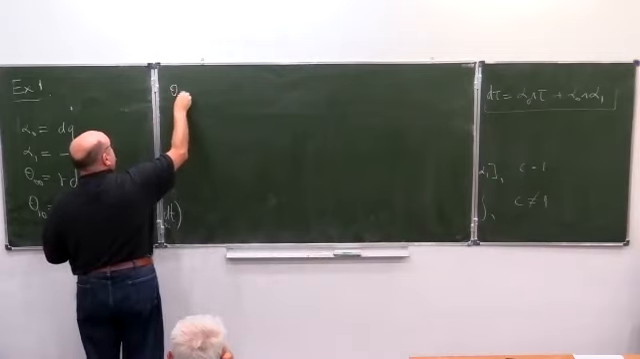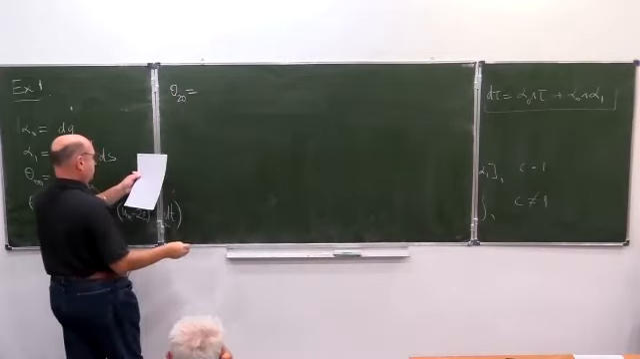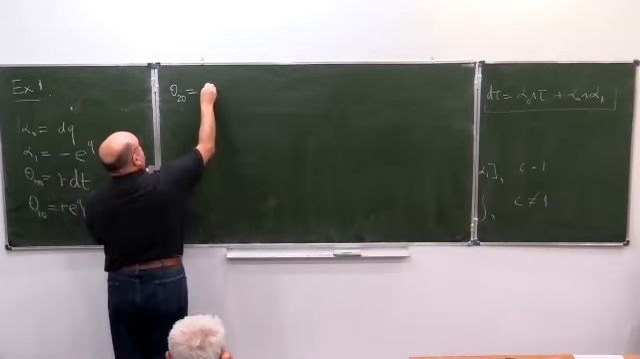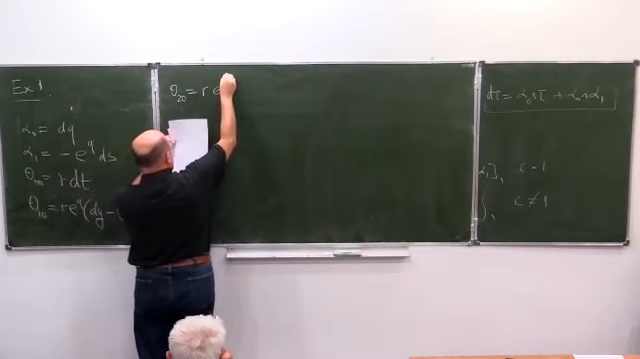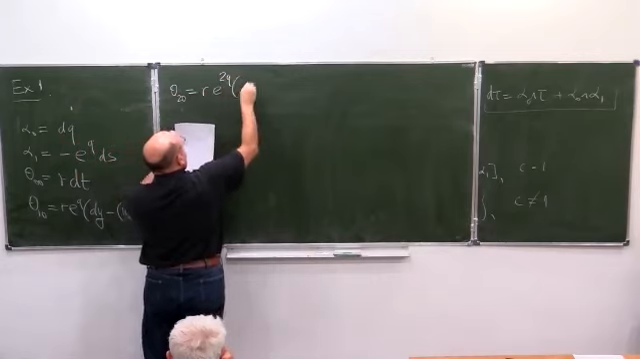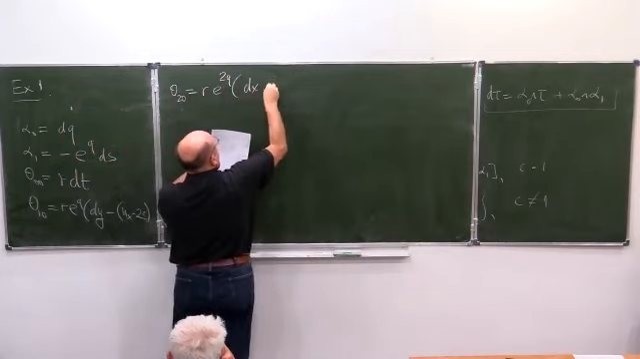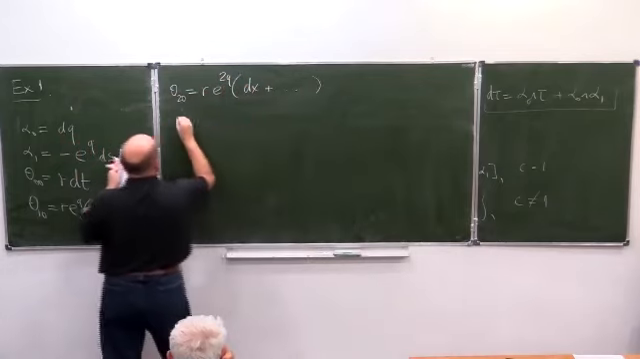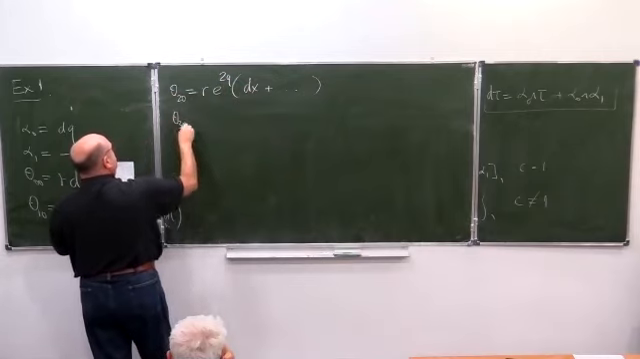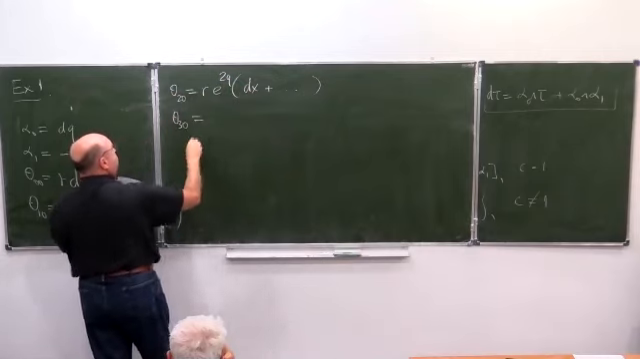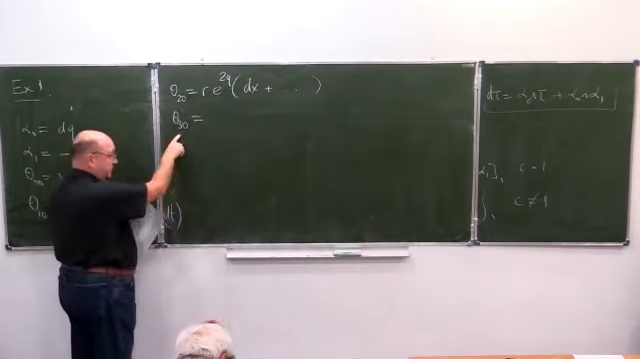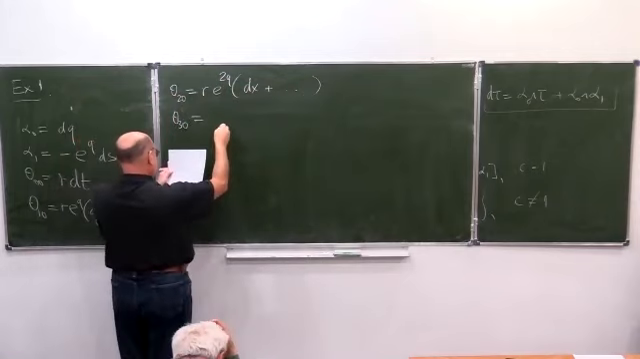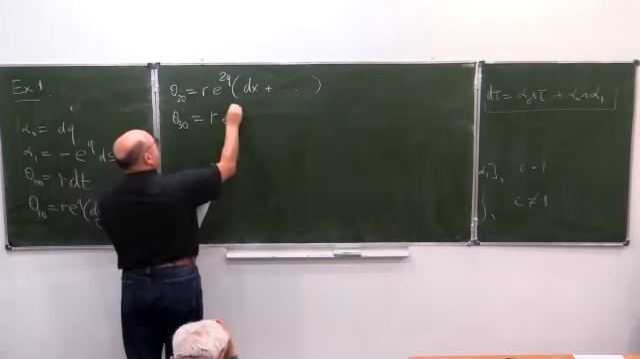Theta 2,0 is something like this plus something, and theta 3,0 has the form of this, which is the contact form.